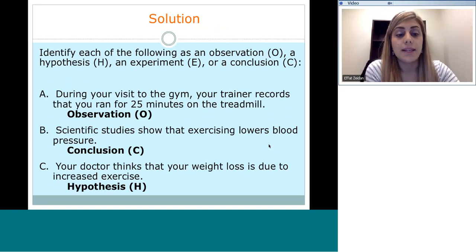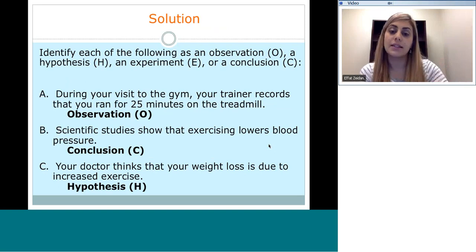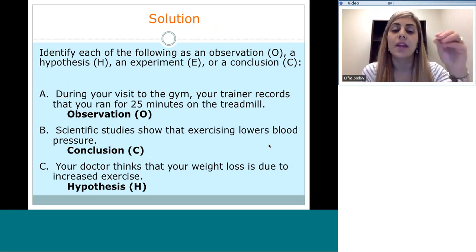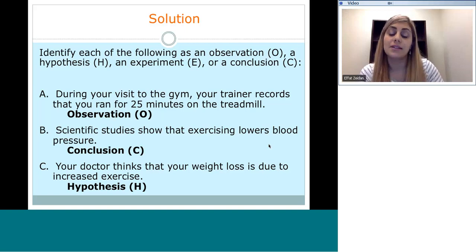Option B states that scientific studies show that exercising lowers blood pressure. Now in this statement, it's a result of a scientific study. It was not an observation. It does not have any link to something being observed. It states that studies show that exercising lowers blood pressure. So it's a concluding statement.